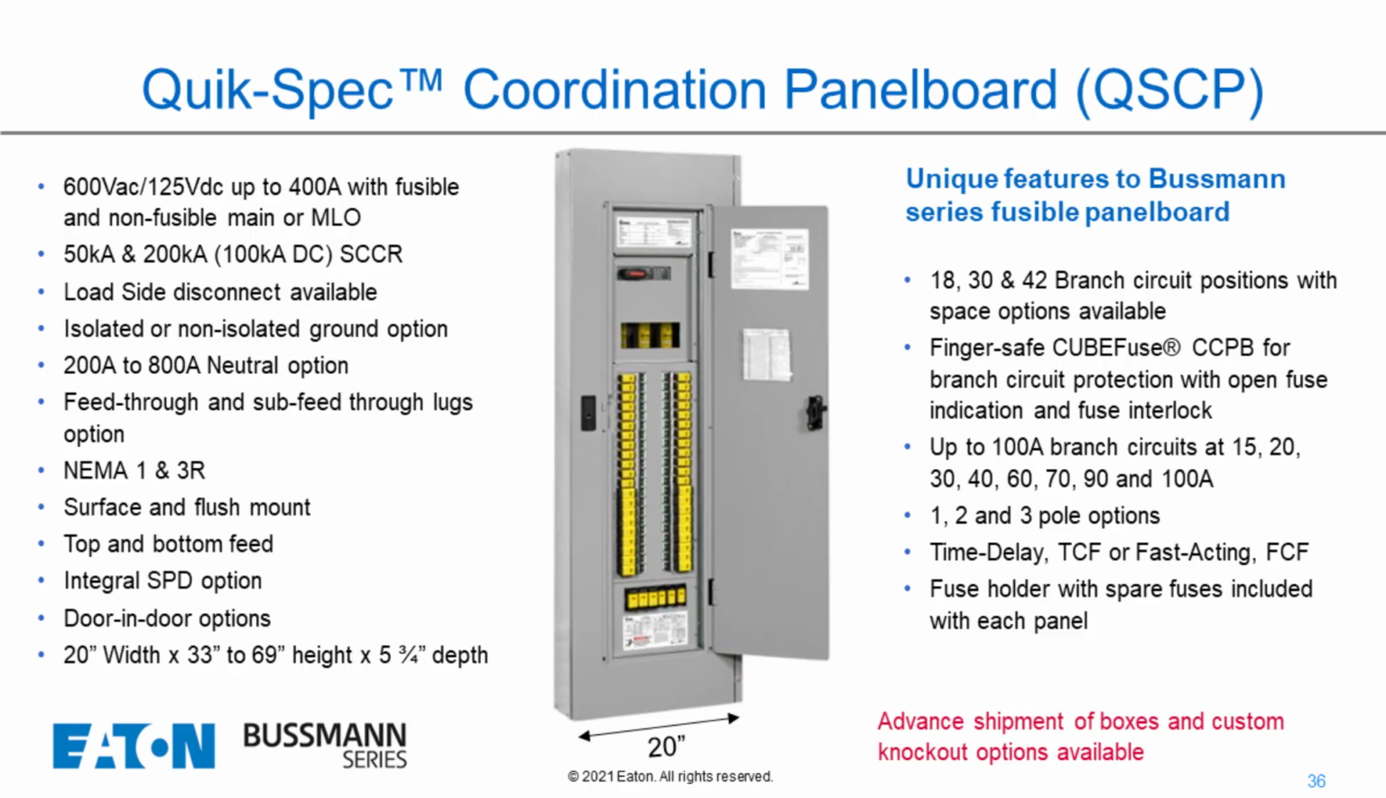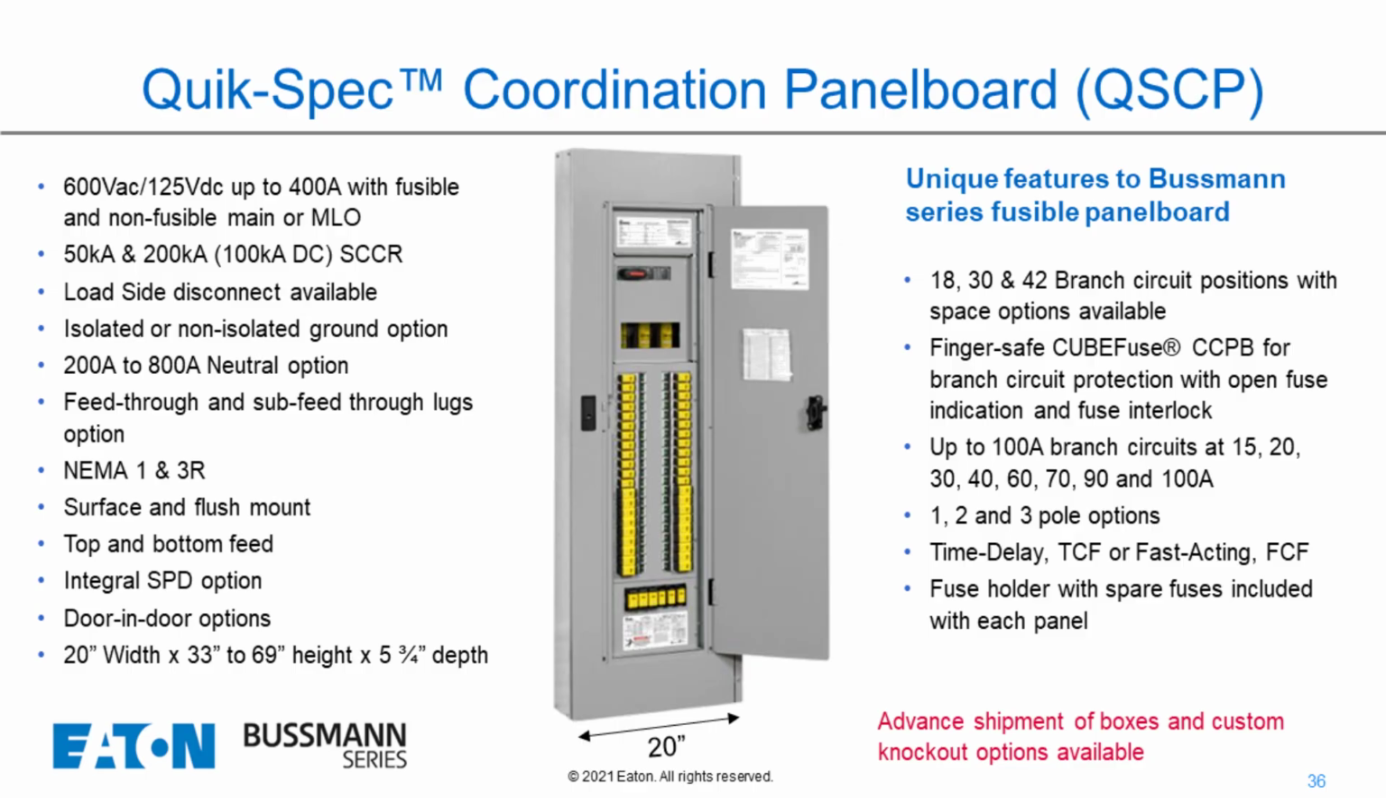We have single pole, 2-pole, or 3-pole devices as branch circuits. So you can have a 3-phase system or a single-phase system. The panel, and here's the key, is 20 inches wide. So it's the same size as basically a breaker lighting panel. And then we have how many branches? Well, you can have how many circuits? So basically you have 18 circuits, 30 circuits, or 42 circuits.